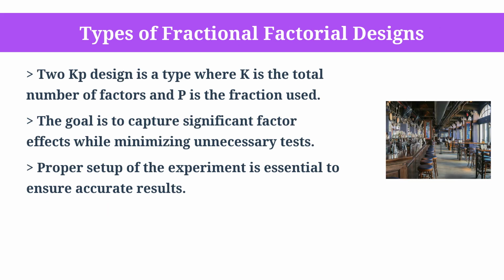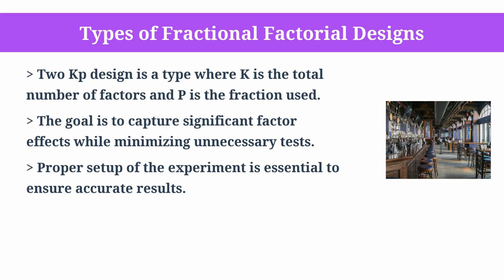Now, there are various types of fractional factorial designs depending on how many levels and factors you're dealing with. For example, a 2^(k-p) design, where k is the total number of factors and p is the fraction used to reduce the number of runs. The key here is choosing the right fraction so that important interactions are not confounded.